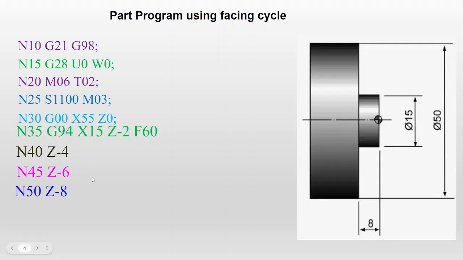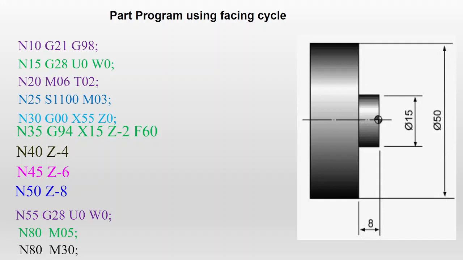It's very simple and short while using the cycles. Once that 8 mm is completed, the tool will move again to the homing position, G28 U0 W0. Then M05 is spindle stop. Then M30 is program end and rewind. So this is the simple facing cycle program used to cut the faces of the workpieces.